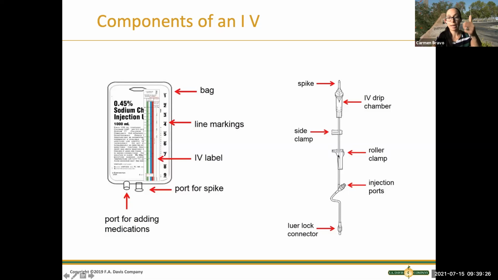We use this roller clamp to close the IV, open it up, or leave it halfway. Sometimes when we run it open or have to count the drops, we use the roller clamp to control that. There's another clamp here, a side clamp, that just slides to the other side and completely closes the line. And then this is the part that attaches to the pump, to the machines.